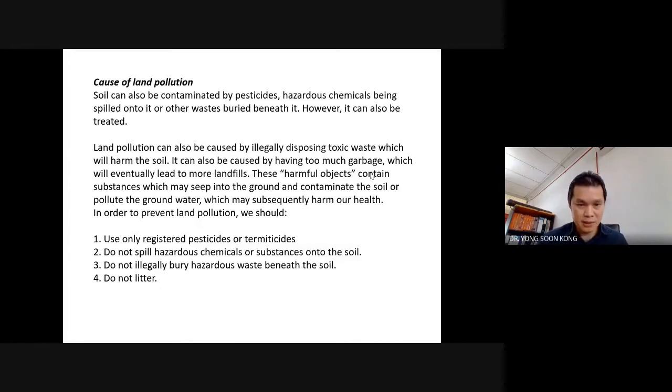So I'm not going to talk too much about the cause of land pollution, and you should have known where it comes from. Industry, there are so many. It's like endless, if I want to show you the examples.